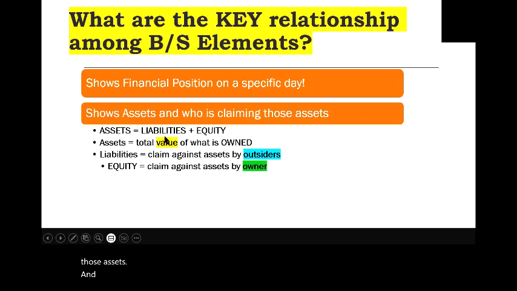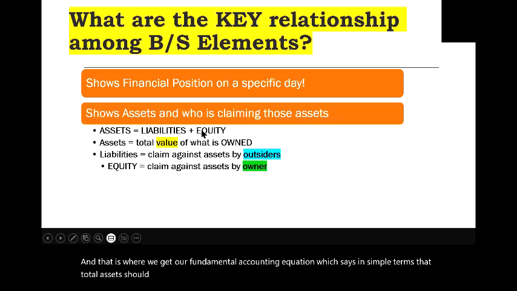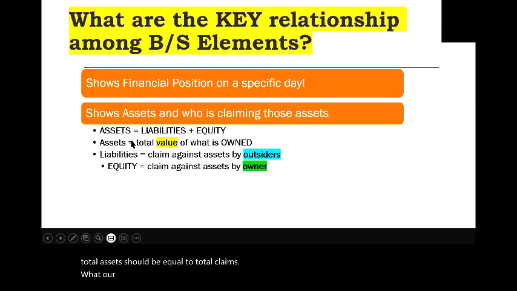And that is where we get our fundamental accounting equation, which says in simple terms that total assets should be equal to total claims. What are assets? Well, in simple terms, assets are items of value that are owned or controlled. And the key question that we will have here is, how are these assets valued?